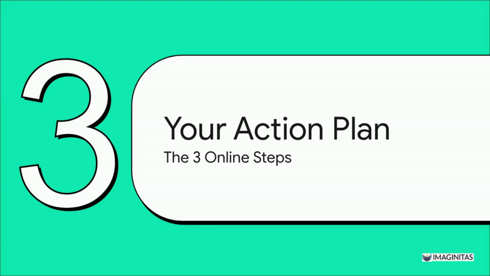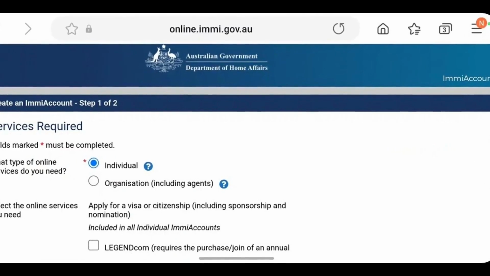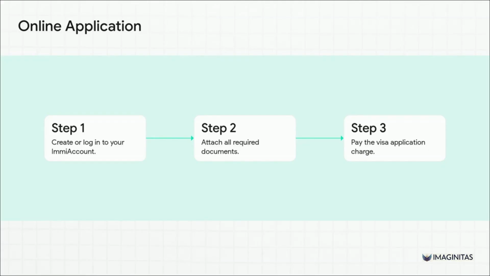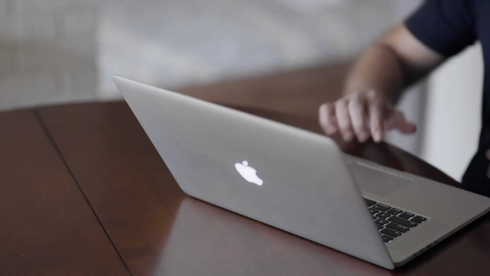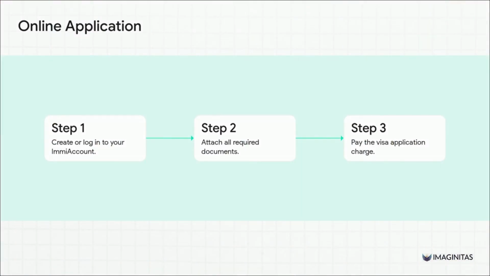Okay, so you've checked the timing, you've checked your current visa, and you've confirmed you're eligible to apply. Fantastic! Now let's get into the fun part, the actual process inside the government's online portal, which is called ImmiAccount. It's really just 3 clear, straightforward steps. The process itself is pretty logical. Step 1, you get into the system. Step 2, you upload all your documents, and this is where having that decision-ready application really pays off. And then step 3, you pay the fee.